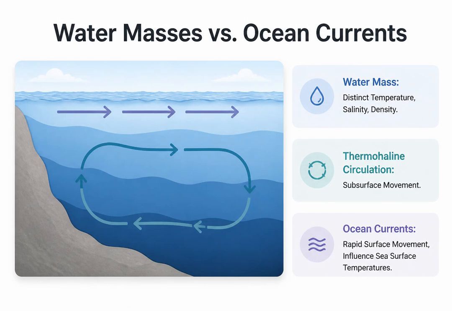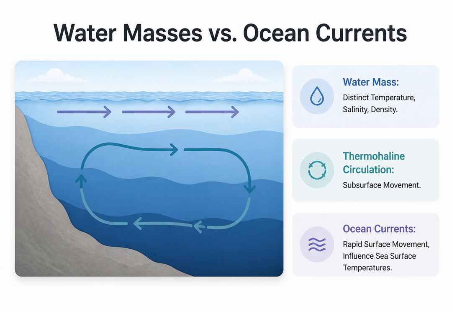It is important to distinguish between ocean currents and water masses, a topic covered in the 2019 UPSC mains. While ocean currents are relatively rapid surface movements that influence sea surface temperatures, a water mass is a massive body of water with distinct physical properties, like temperature, salinity, and density, formed by its history.